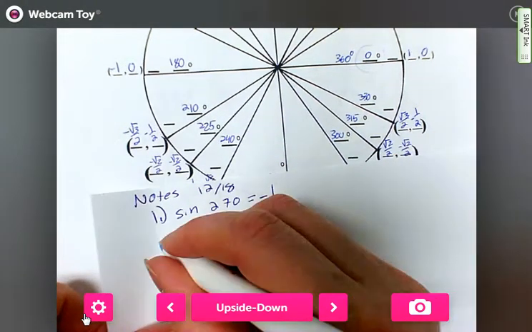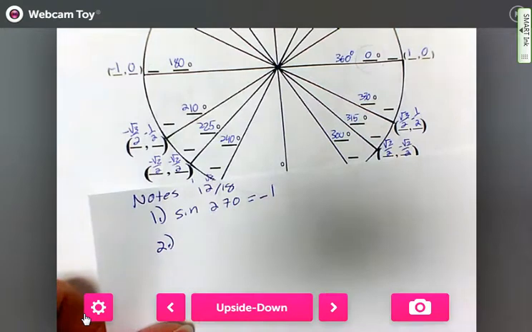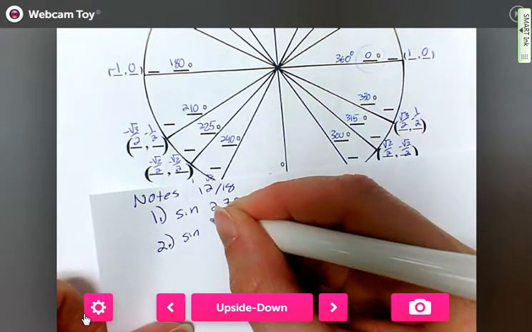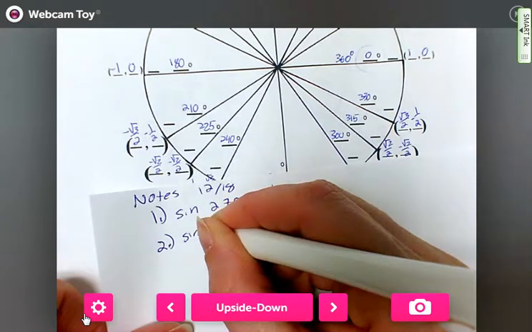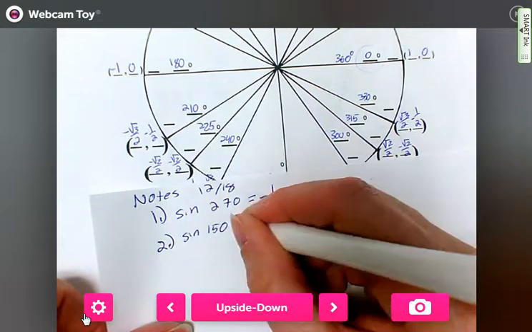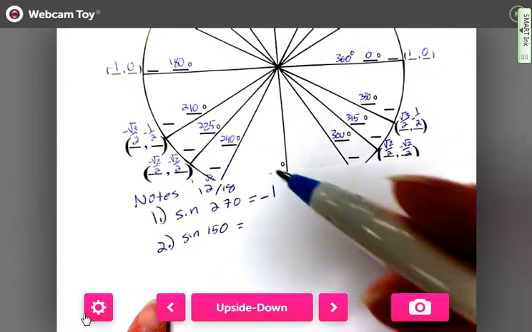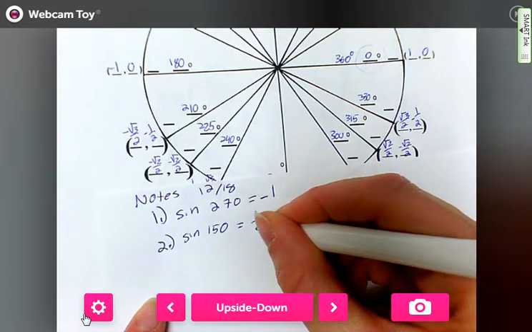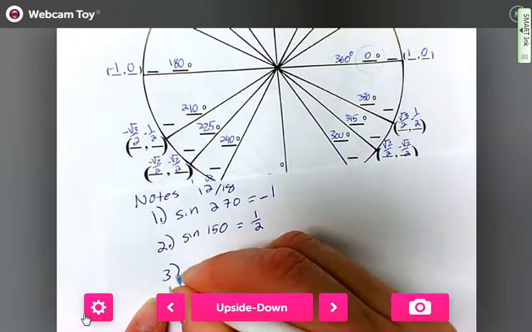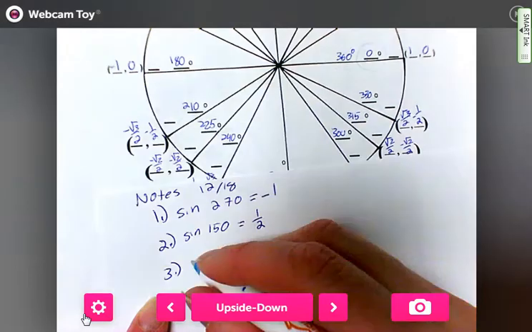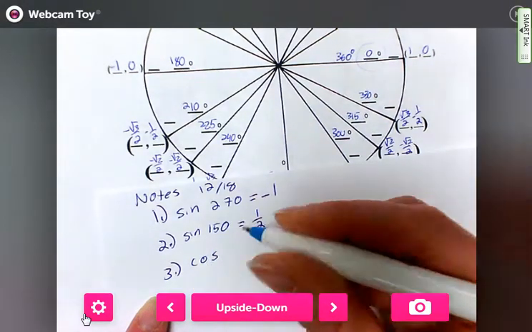Okay? Let's do another one. What is the sine of 150? Who knows what the sine of 150 is? Sine of 150 is 1/2. Good. Remember, it's the y value. It's the sine.